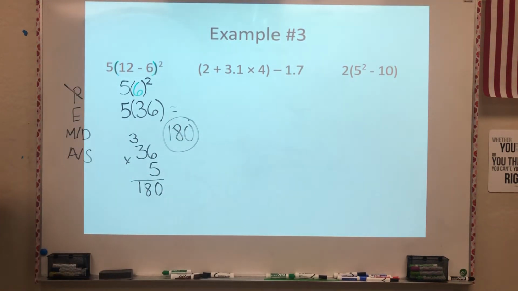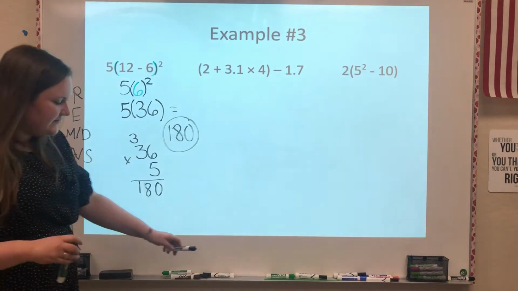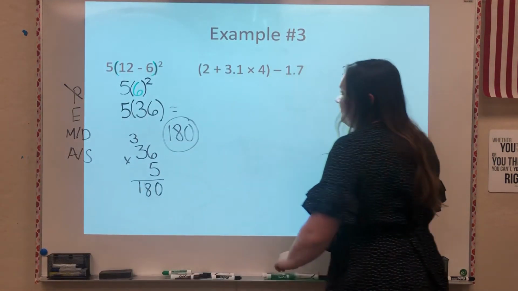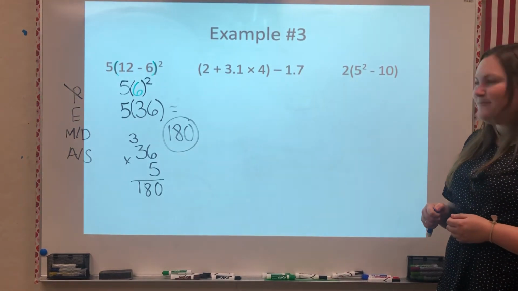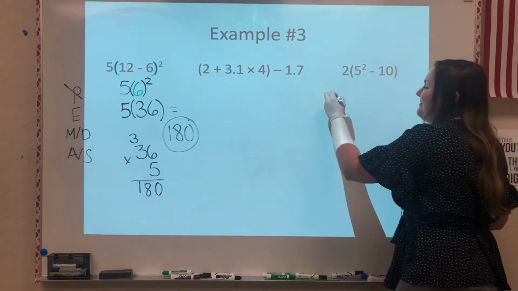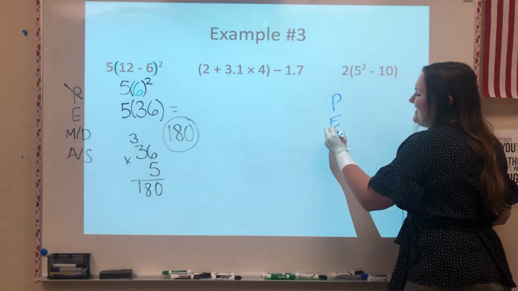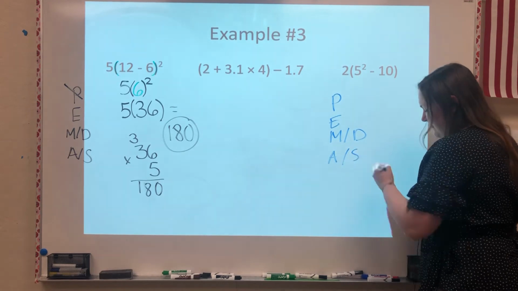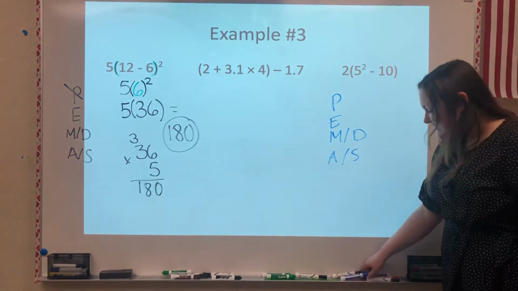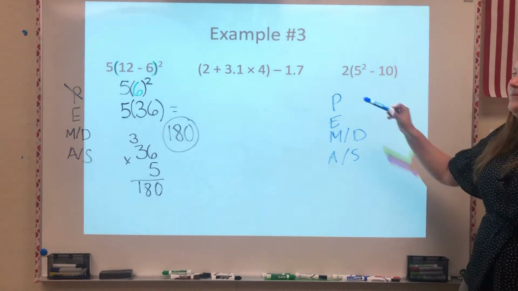I've got one last example with these parentheses. Over here, we've got 2 plus 3.1 times 4 minus 1.7. Again, I'm going to use PEMDAS to help tell me the order I want to do this problem in. When I am looking at that, it says start off with your parentheses.